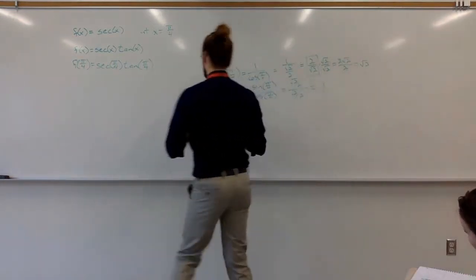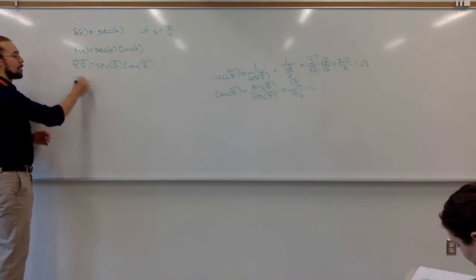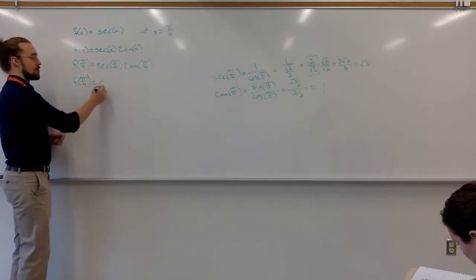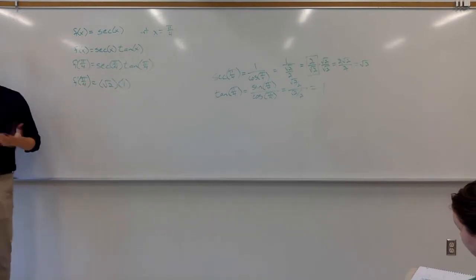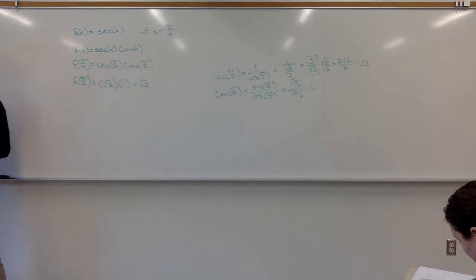Alright, so to finish out this problem, what we have: f prime of pi over 4. Secant of pi over 4 we said was just radical 2, and tangent we said was 1. So our slope is just the square root of 2. Or if you want to leave it as 2 over the square root of 2, that's also perfectly fine. Any equivalent form of something is acceptable.